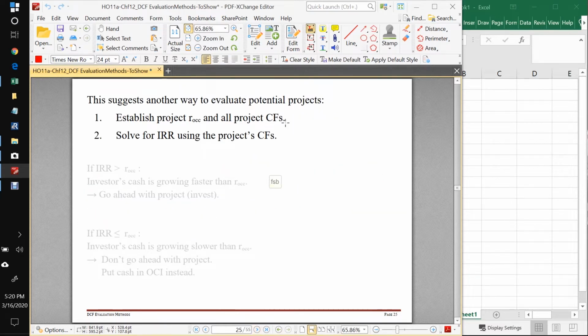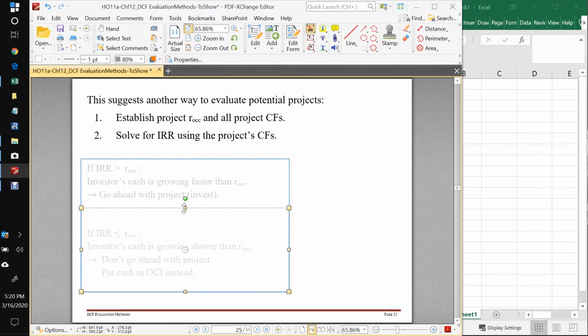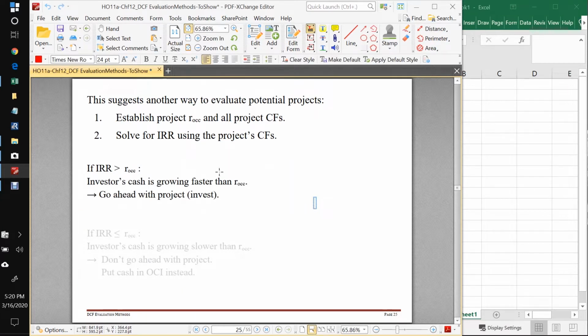So this is going to give us another way to evaluate our potential projects. So step one will be establish, as usual, our opportunity cost of capital and all the project cash flows, and then we'll solve for the IRR using these cash flows. And what's that going to mean? With the IRR method, if the IRR is greater than our cost of capital, the intuitive meaning of this, which is completely correct, is that our cash in this project is growing faster than our cash would grow at our opportunity cost of capital rate.